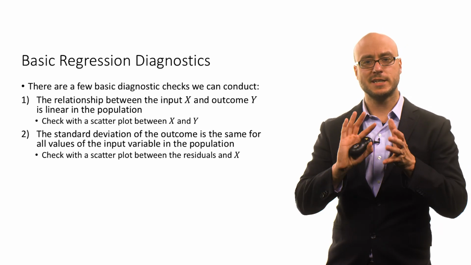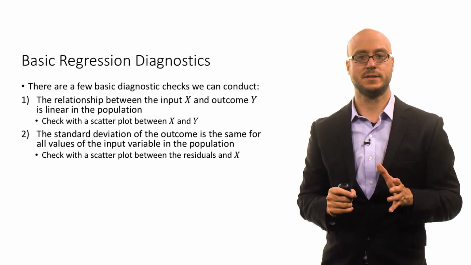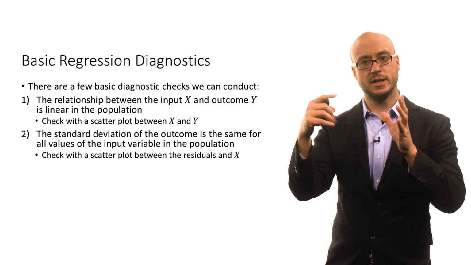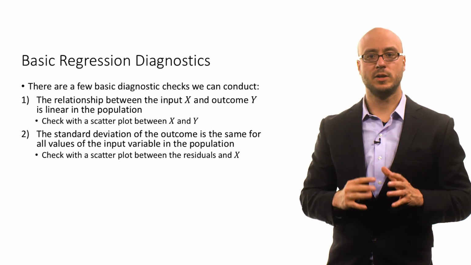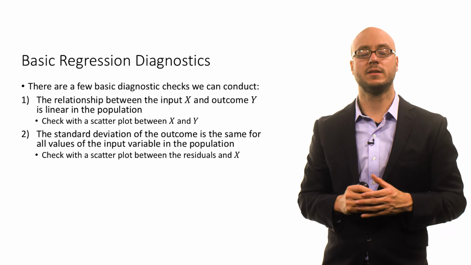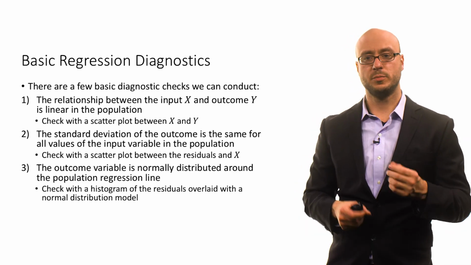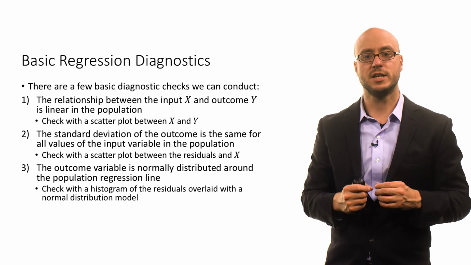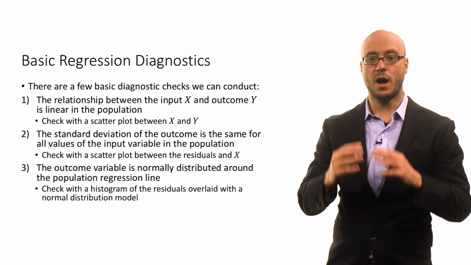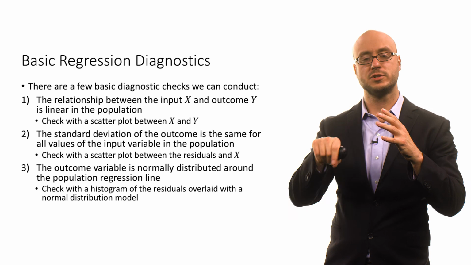So what we can do is we can check a scatter plot between the residuals, the errors, and x. We want it to look kind of like noise, approximately. We don't want to see a fanning effect or anything like that. Third assumption is that the outcome variable is normally distributed around the population regression line. So we can again check a histogram of the residuals overlaid with a normal distribution model.